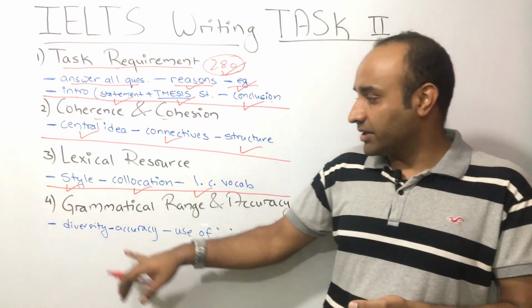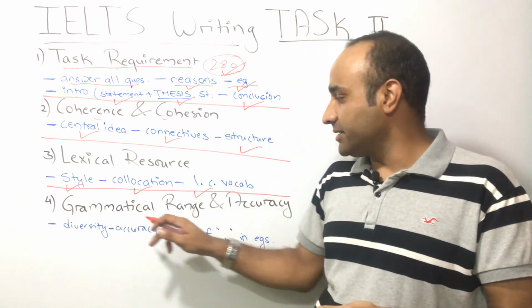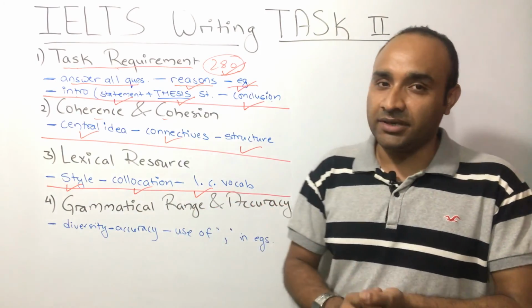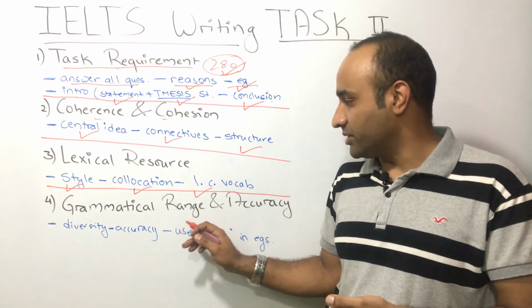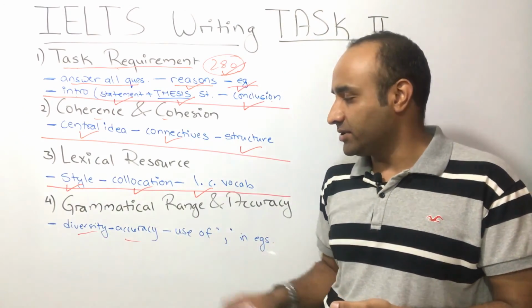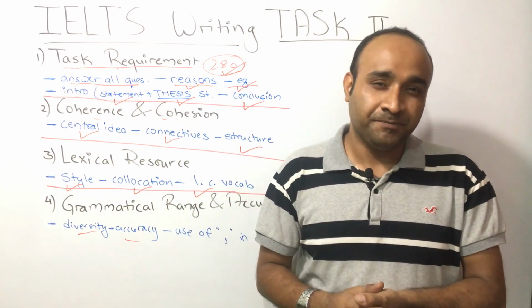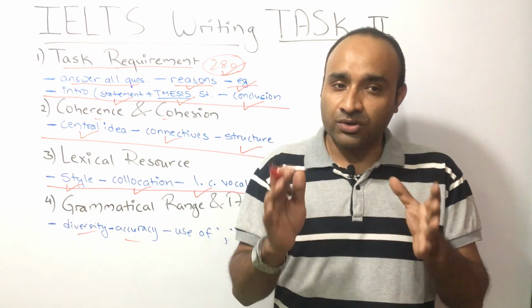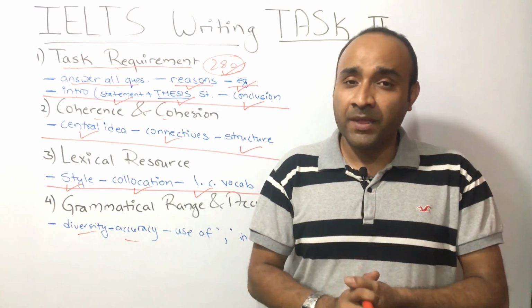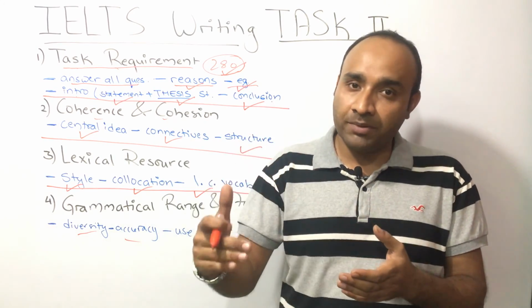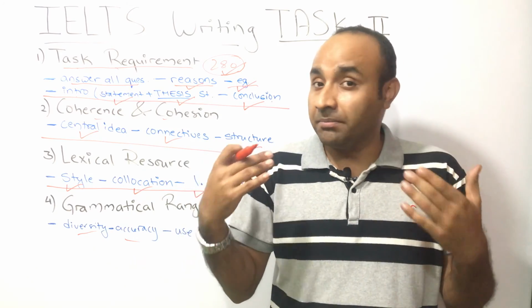So the last criteria takes me to grammatical range and accuracy. Remember, there are two aspects to this: diversity and accuracy. Accuracy is indeed very important because this is academic writing. So make sure your subject-verb agreements are there. Make sure your sentences are properly structured and are complete.